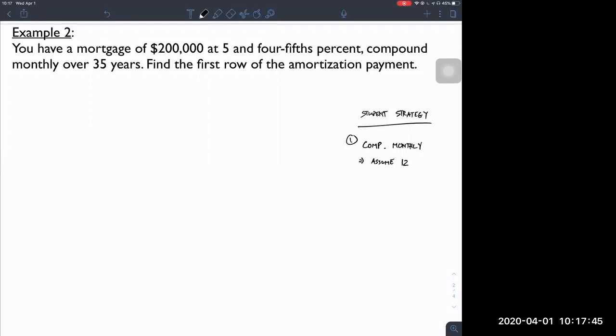So if anyone goes, oh wait, that sounds a little bit like what he says in class, it's because it's what I do say in class. So thank you for answering that. Now here's the thing though, right? How does that help whoever the first person was, who started with compound monthly, assume 12?